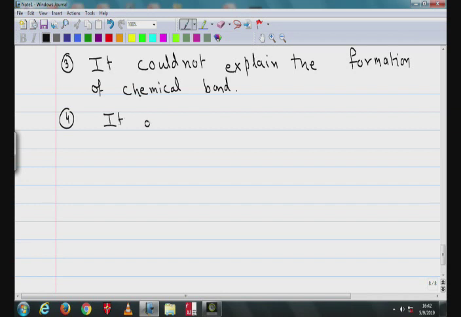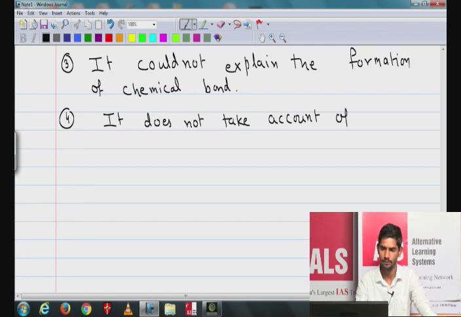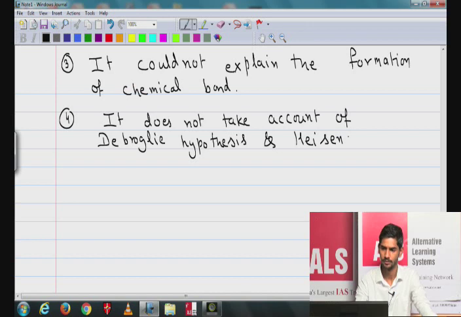Next, it does not take account of the de Broglie hypothesis and Heisenberg's uncertainty principle.